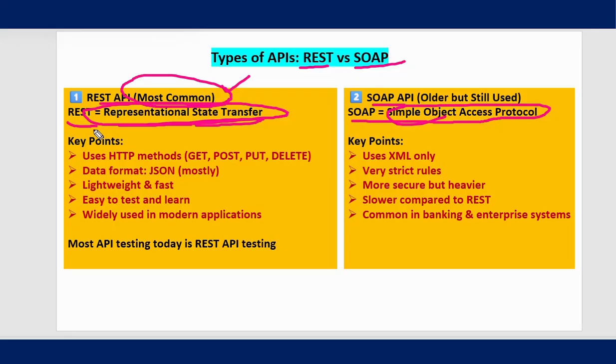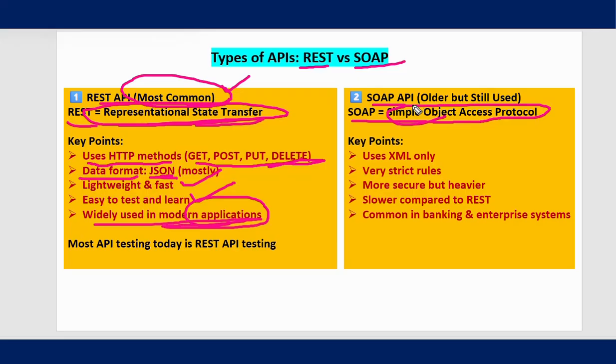In REST API, most of what we do requires knowing the use of HTTP methods, where we have the GET method, POST method, PUT method, or DELETE method. And the data format in REST API is most of the time JSON. It is lightweight and fast, easy to test and learn, and widely used in most modern applications.